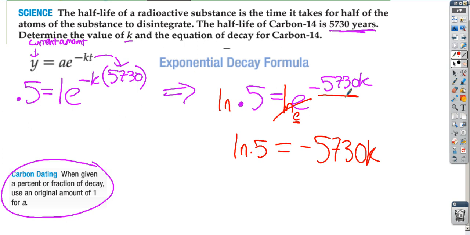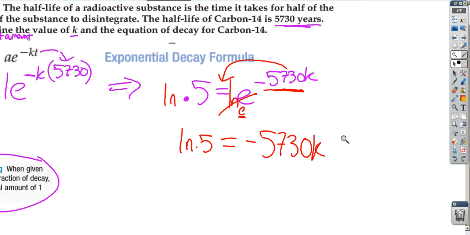And remember, that's the same thing as just swinging that in front. So I just want to clarify that. That's the same thing as doing this: negative 5730k times the ln of e. What is the ln of e? It equals 1. So that's why we were able to cancel that.